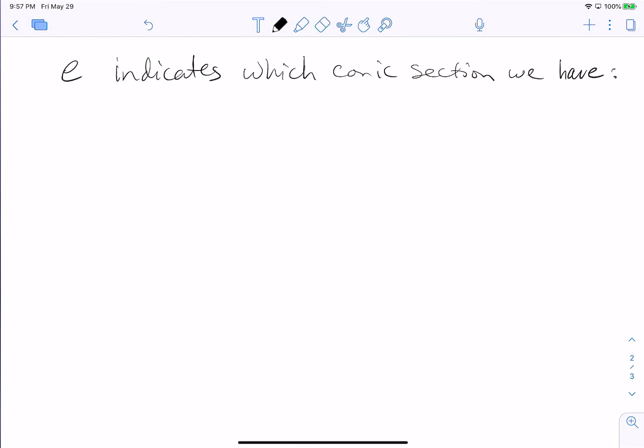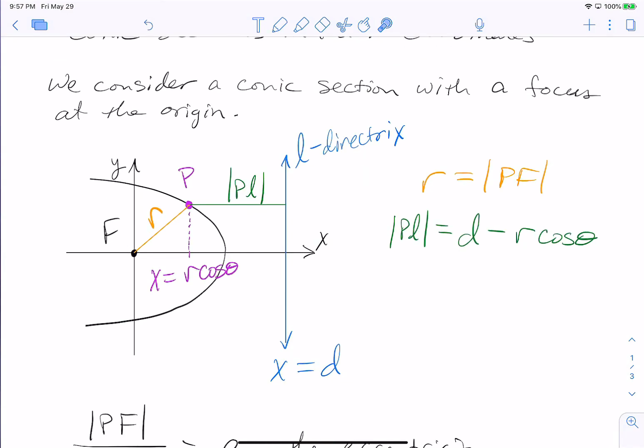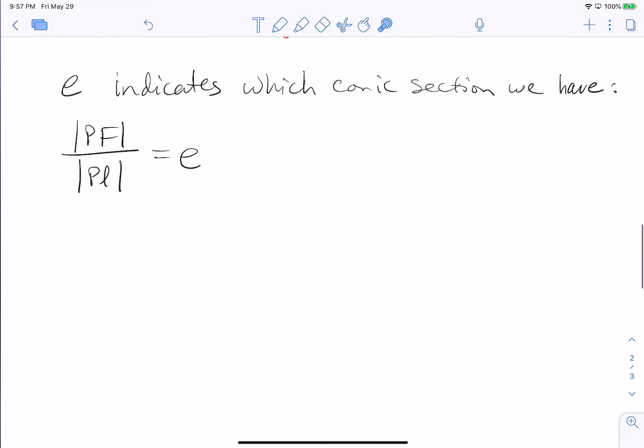I'll write down a reminder of what e is. It's the distance from the point on the curve to the focus divided by the distance from the point on the curve to the directrix. And that's what e equals. Going back to our picture, if the distance from the point to the focus is the same as the distance from the point to the directrix, then that's what actually defines a parabola. And so if e equals 1, we have a parabola.